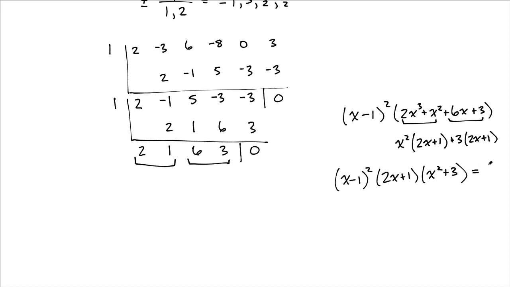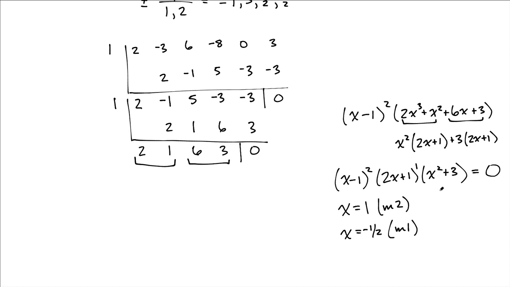Okay, we are finding zeros here. So we have our x minus 1 equals 0, so x equals 1 with a multiplicity of 2 because of that exponent. The 2x plus 1 gives us x equals negative 1/2, and that has a multiplicity of 1 because the exponent on that factor is 1.